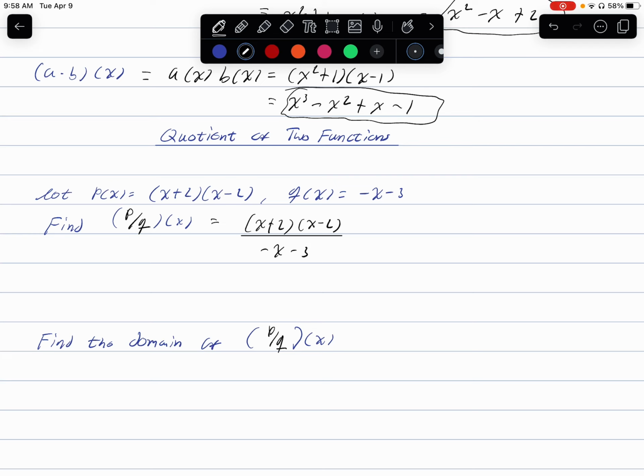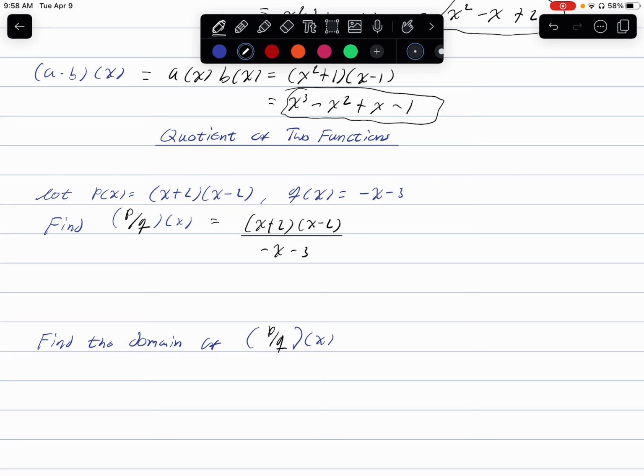What's interesting here is you have two functions that are defined on all of the real numbers. P of x is defined for any real number. There's no real issues with plugging any numbers in there. Q of x is defined for any real number. There's no issues with plugging anything in for q of x. But now if we take p divided by q, all of a sudden we have an issue. So we have to find the domain here.